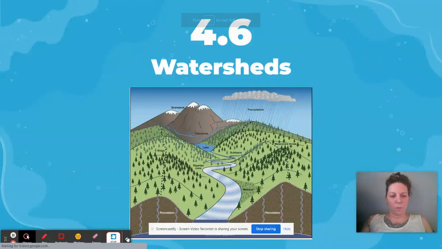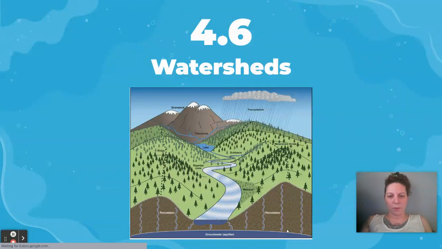All right, guys, so we got one quick section today. We're just going to talk about watersheds. I know this unit's a little bit all over the place, but these are some important things we need to kind of understand before we can move into the rest of the unit.